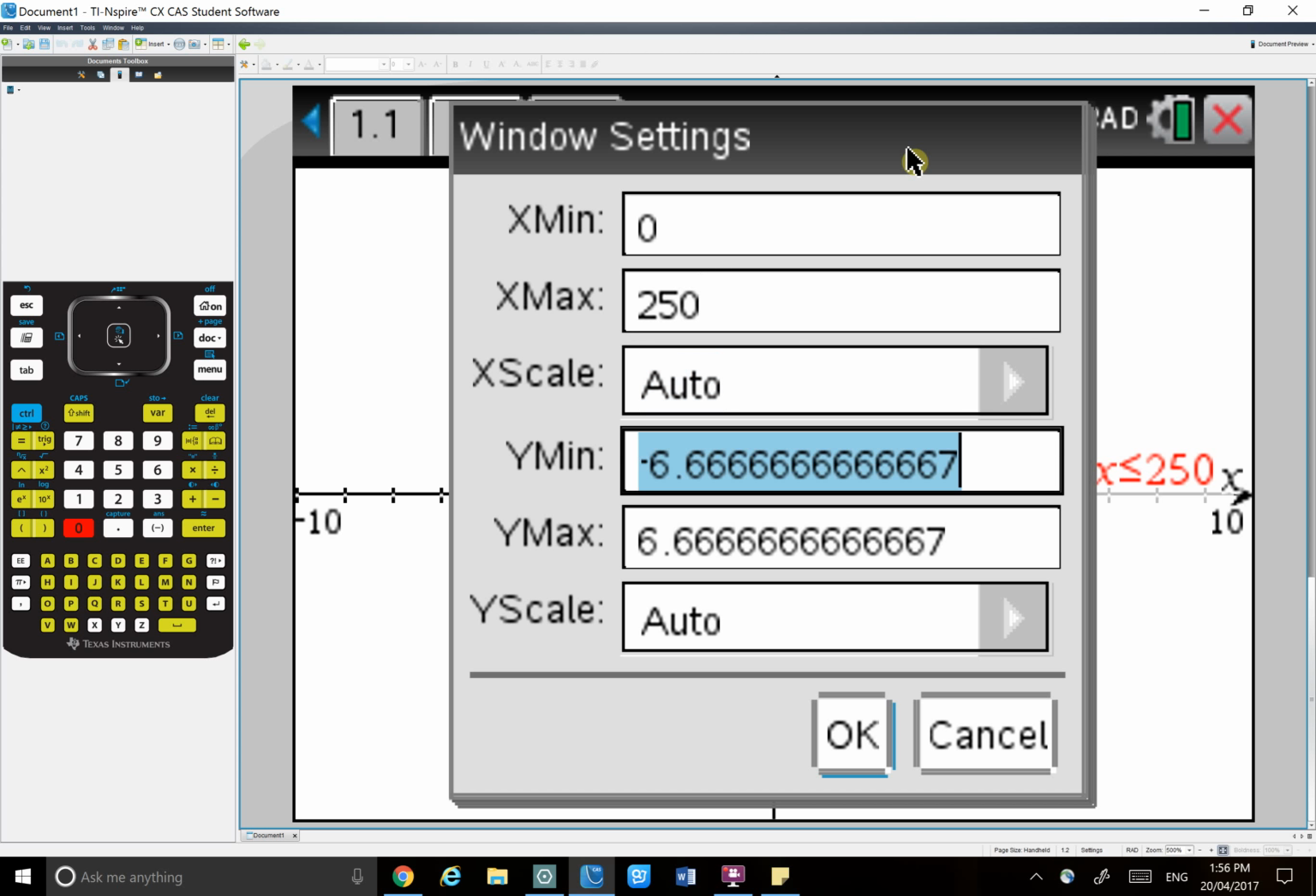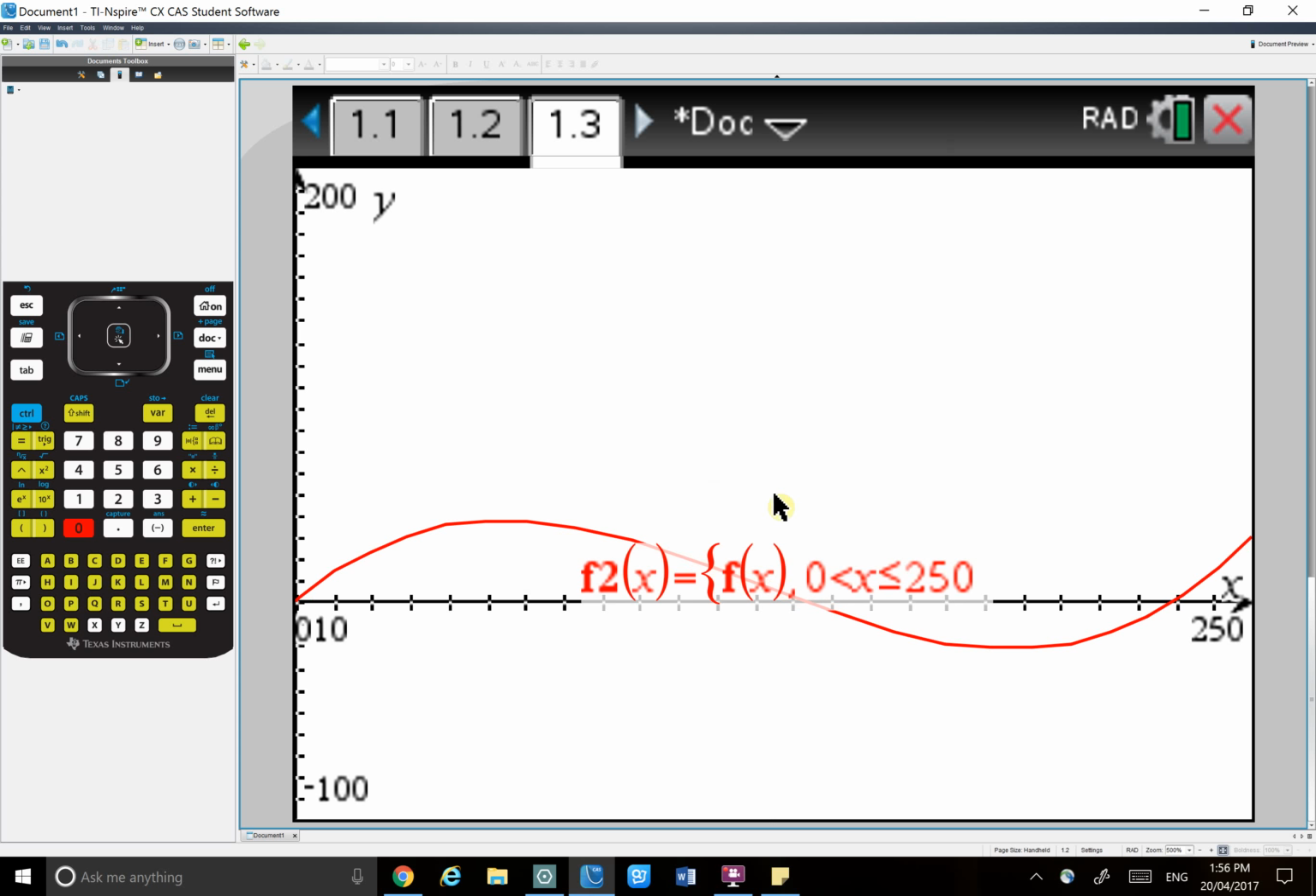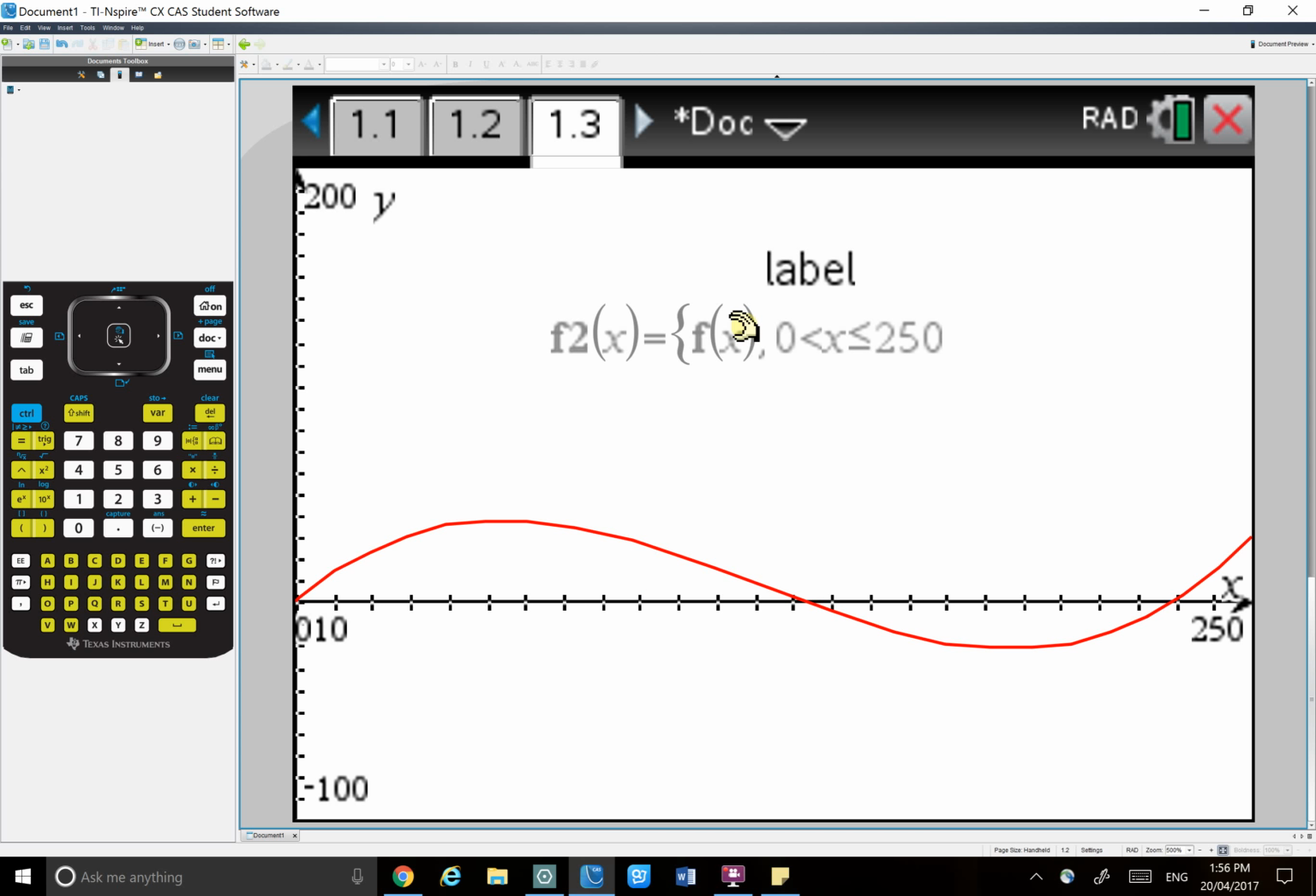But I don't know what the maximum and minimum are. Let's put 100, negative 100 and 200 to try. 100 and 200 maybe is too large, doesn't matter, but I can see this graph. There's a maximum, there's a minimum. Let's put it up there.